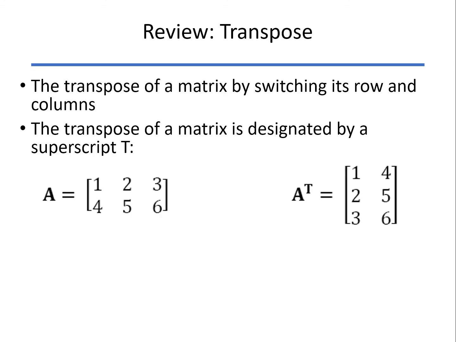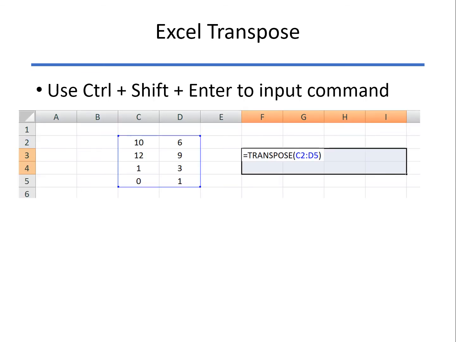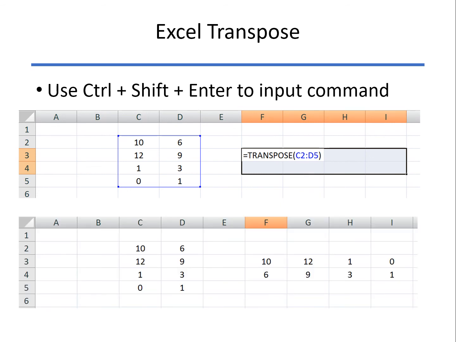Transpose, again, is very easy to do, just changing the rows and the columns. In Excel, we just have to use the command transpose. Now again, you do have to identify the size of the array. We've got a 4 by 2, so the transpose is going to be a 2 by 4. So we highlight the 2 by 4, type in this command, use Control-Shift-Enter, and there is our transpose.